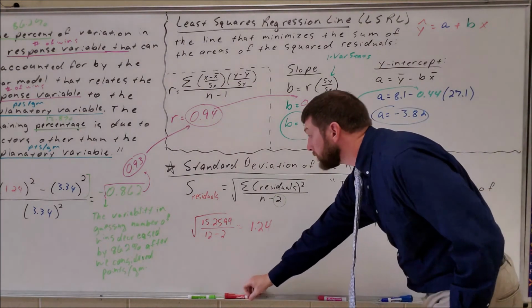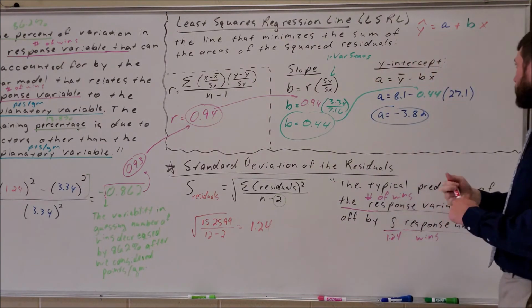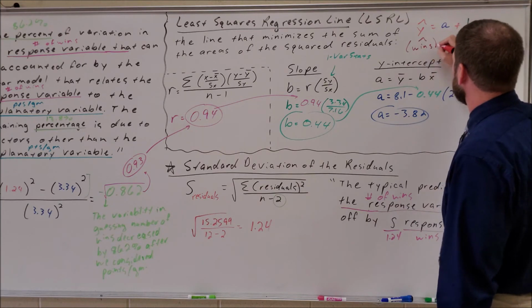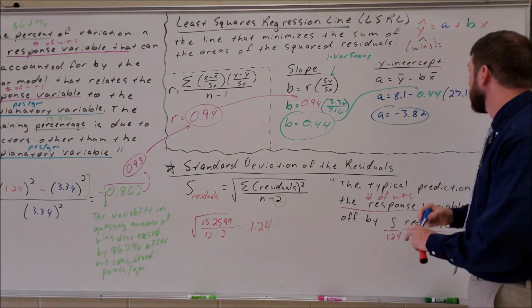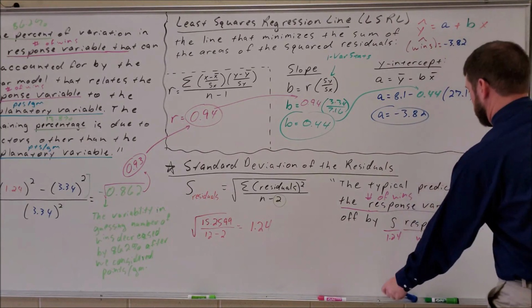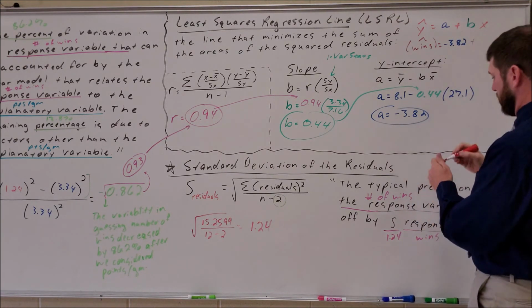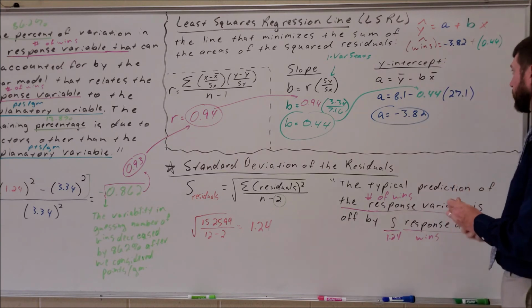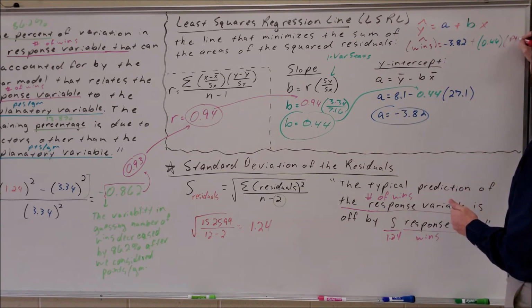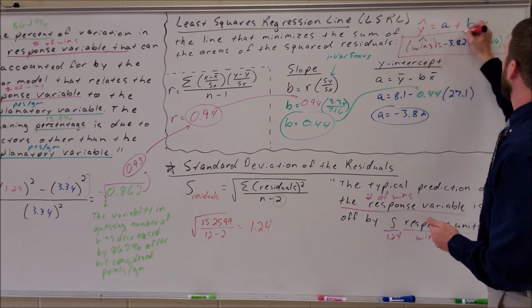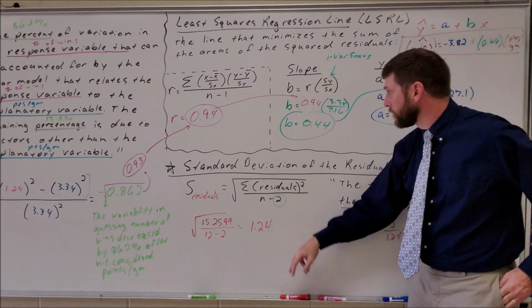So we get our least squares regression equation, right? The predicted number of wins is equal to negative 3.82 plus 0.44 times the points per game. So this is all the math that the calculator is doing.